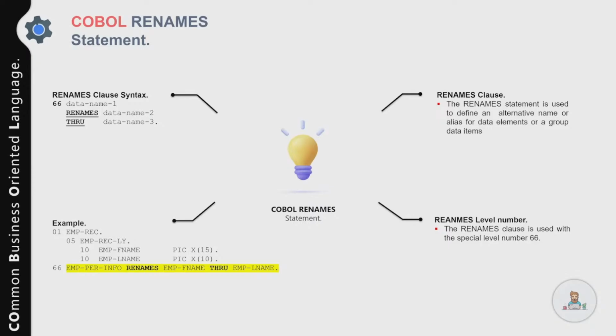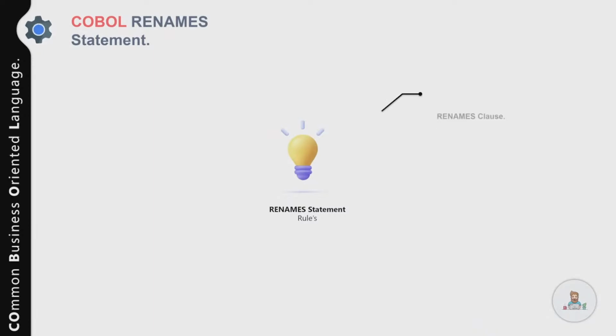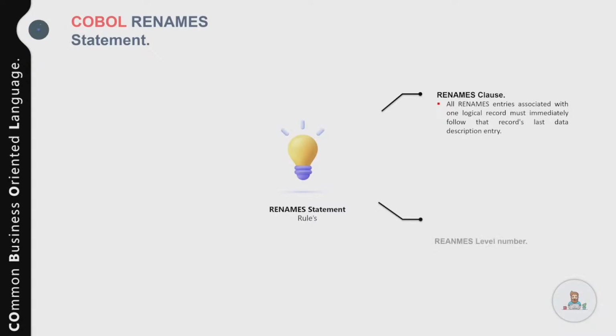Now let's talk about a couple of important rules related to the RENAMES clause. The first one is all RENAMES entries associated with one logical record must immediately follow that record's last data description entry. A level 66 entry cannot rename a level 1, level 77, level 88 or any other level 66 entries.